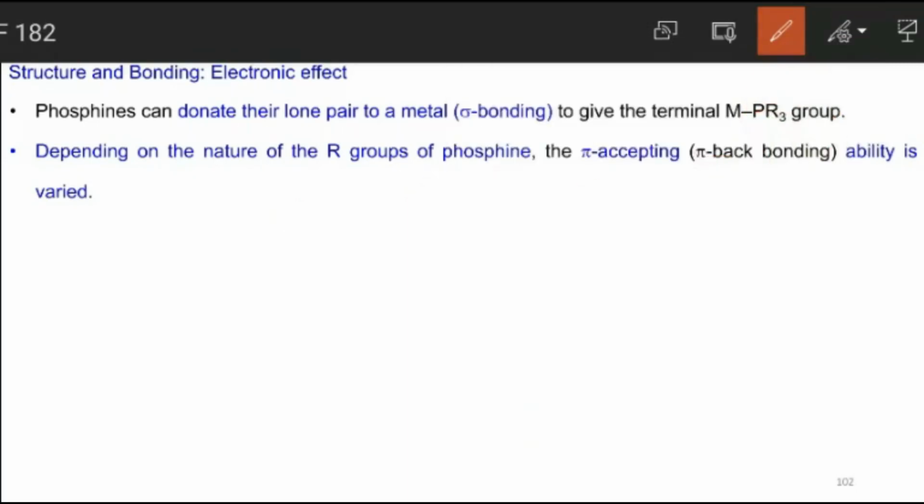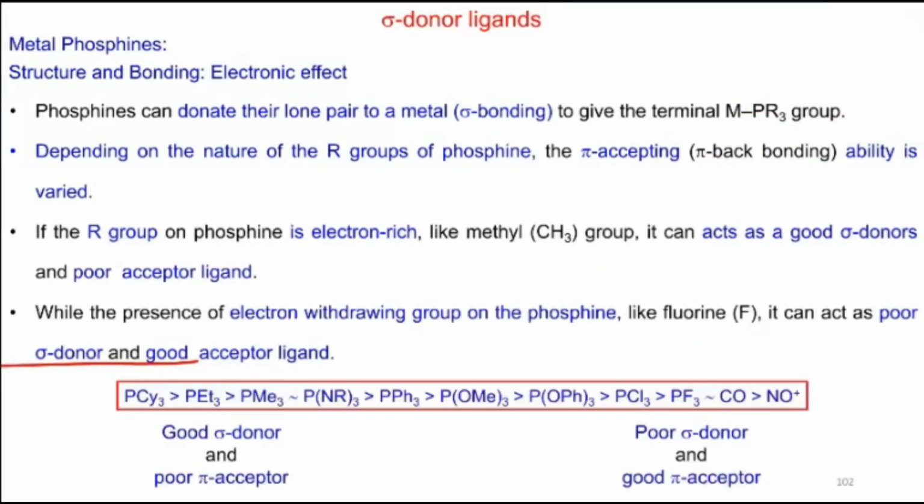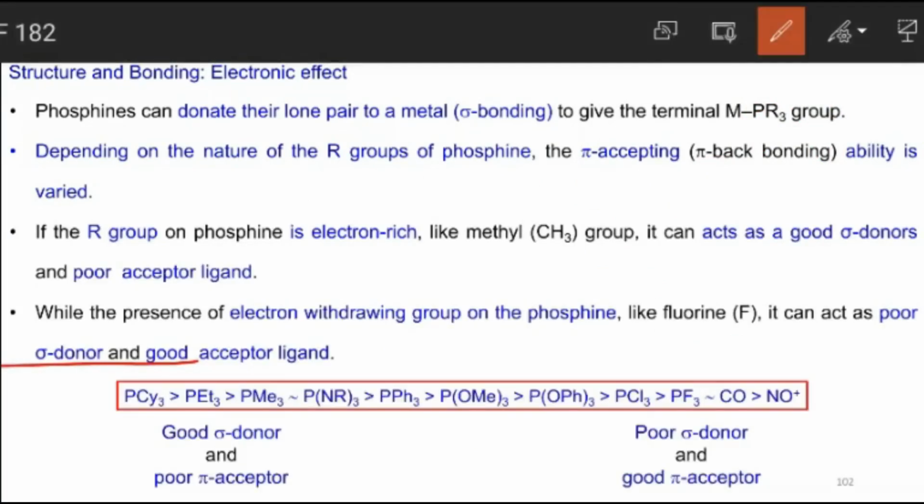That is the further advantage of the phosphorus based ligand. Look here, you can see when you have PCy3, it is a very good sigma donor. When you have PCl3, PF3, another thing, it is actually a very poor sigma donor, and a very good pi accepting ligand can be achieved.